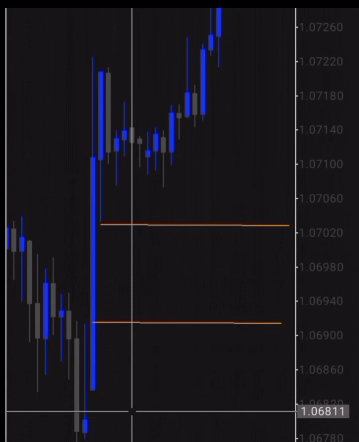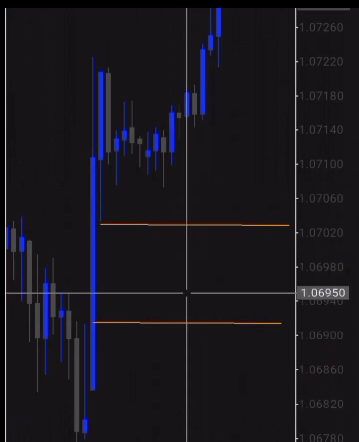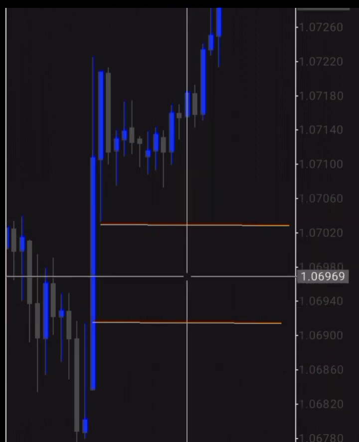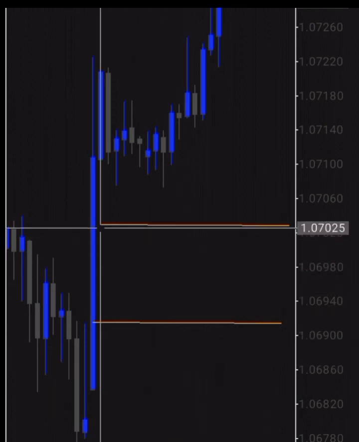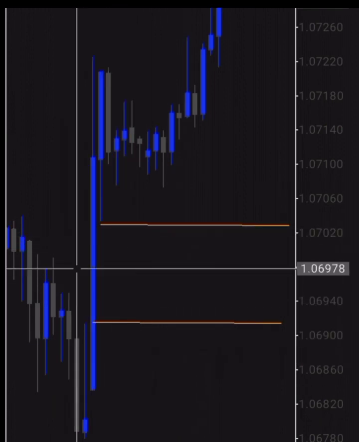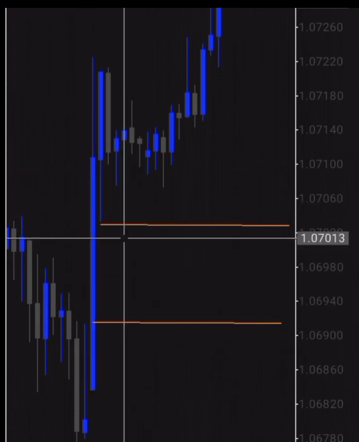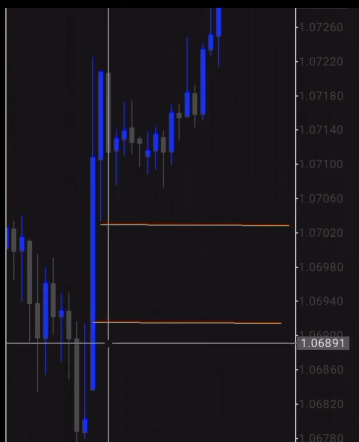And the way you identify an imbalance is you use the space where there was no price movement. So here, this is a large space without the opposite movement. So that is how you identify an imbalance.